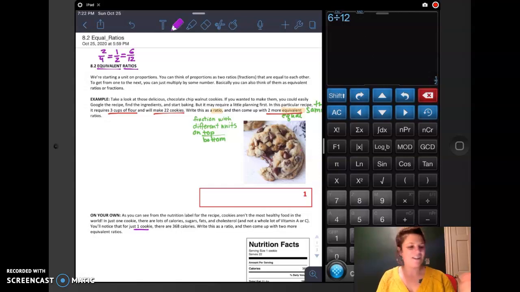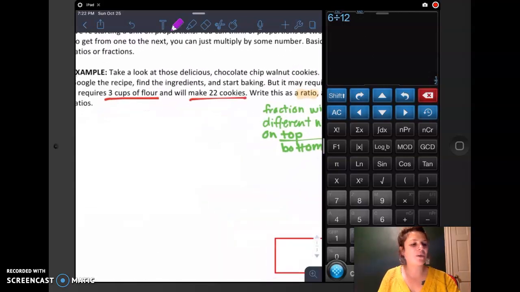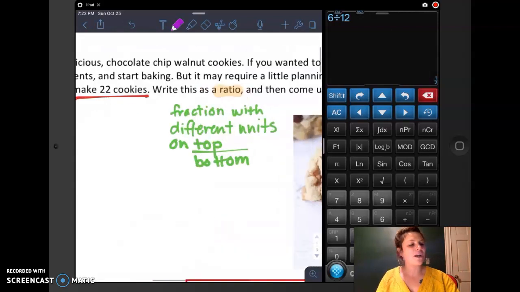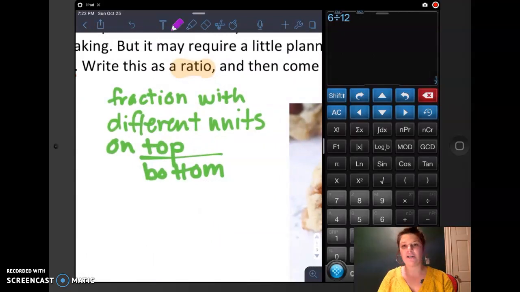Let's get started. So this question is talking about how if you have 3 cups of flour, it's going to make you 22 cookies. There's lots of other stuff in it, right? It's chocolate chip walnut cookies, so there's a ton of other stuff you got to put in there. You got to put the butter in there, and so on. We're not focusing on that. We're just focusing on the flour and the number of cookies. So we're going to write this as a ratio.